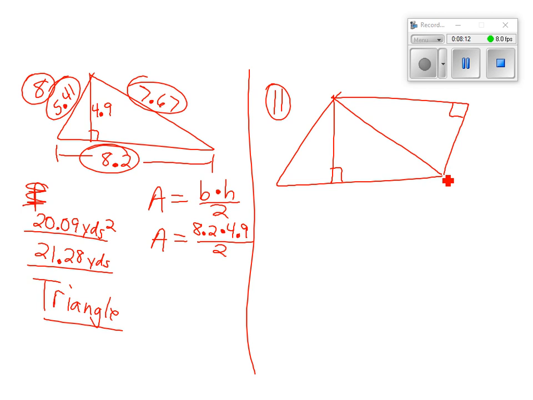Somebody help me out, tell me the numbers on this one. What's this side, or this height? 20. Do we know this side? No. Do we know this whole bottom? Yeah. 33. This side up here? 21. This side over here? 16. Do we know anything else, or is that it? That's it.